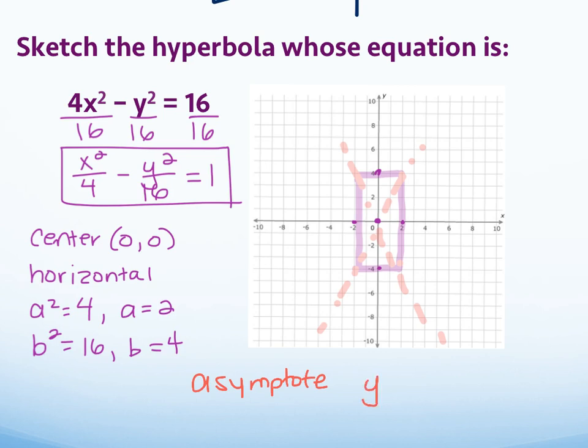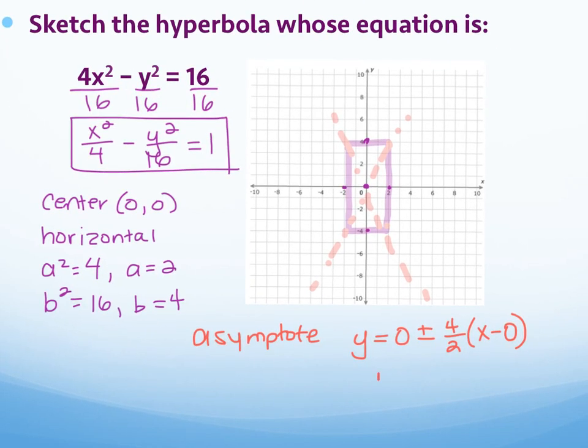Then it would be y equals k, which is 0, plus and minus. We said this is horizontal, so it's b over a times x minus h, which is 0. That simplifies to y equals plus and minus 2x, which means you have two asymptotes: y equals negative 2x, y equals positive 2x. So these are lines. My b is 0 for both of them.